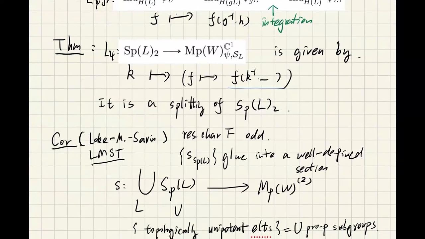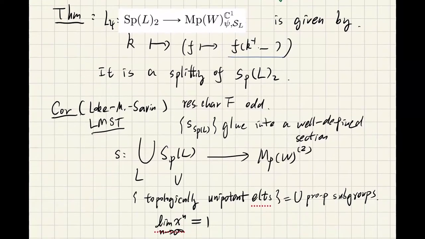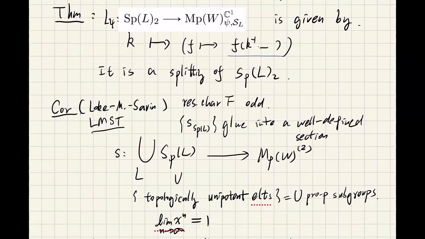So similar to Sun and Zhu's result, actually, if you consider, at least in the residual characteristic odd case, for each L, each self-dual lattice, you will have a splitting. Then these splittings will glue together into a well-defined section along the union of all these kinds of Sp groups.